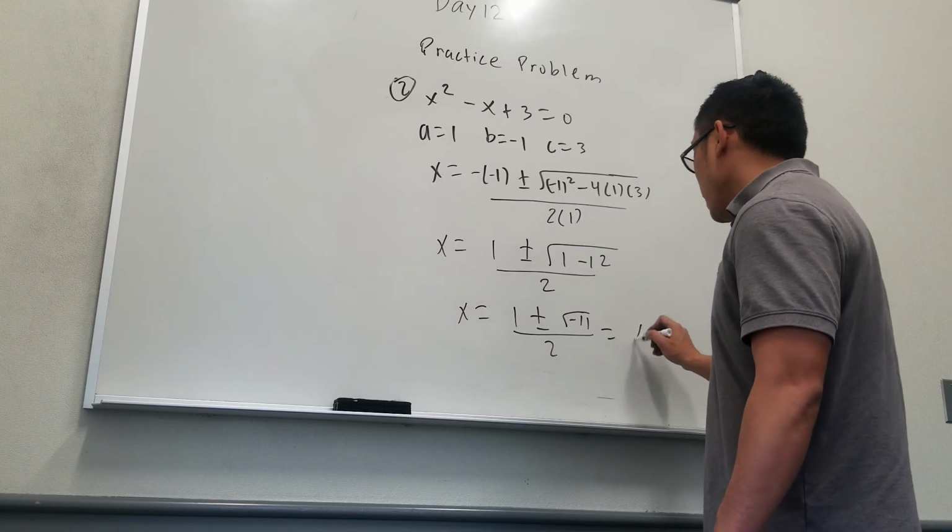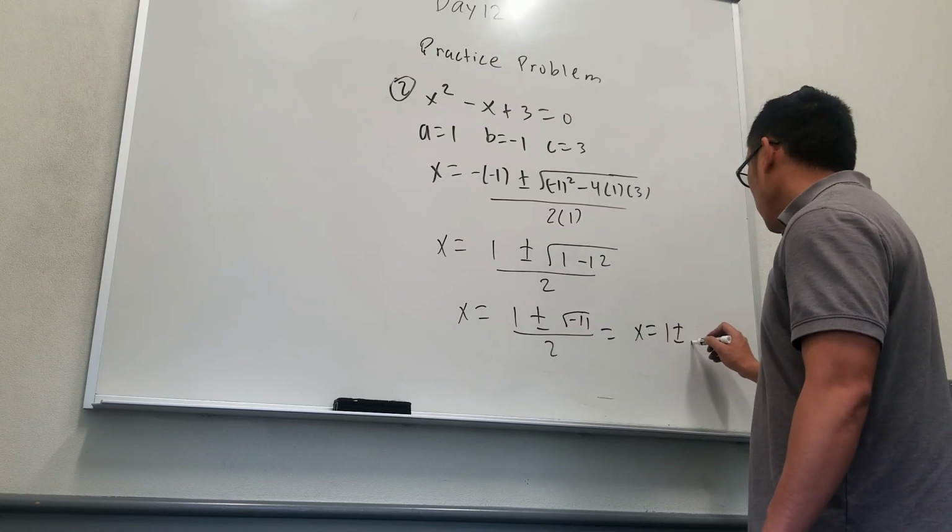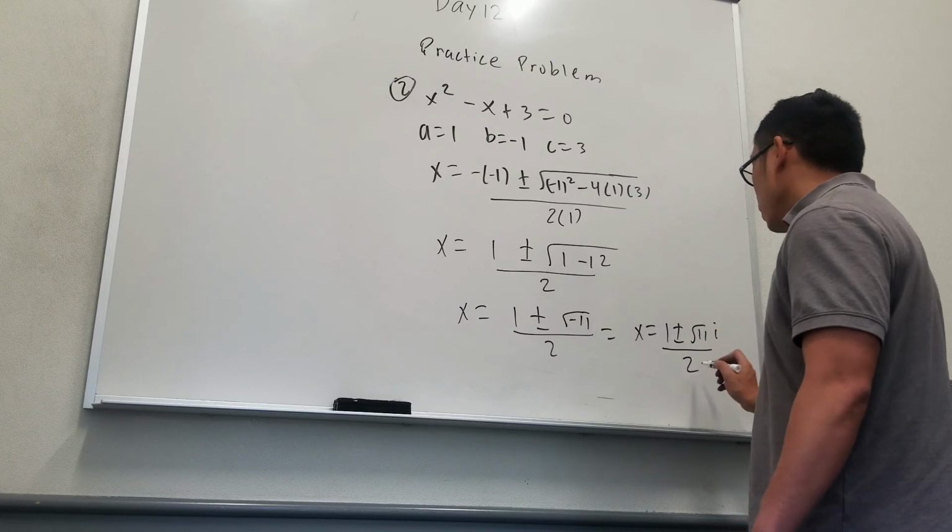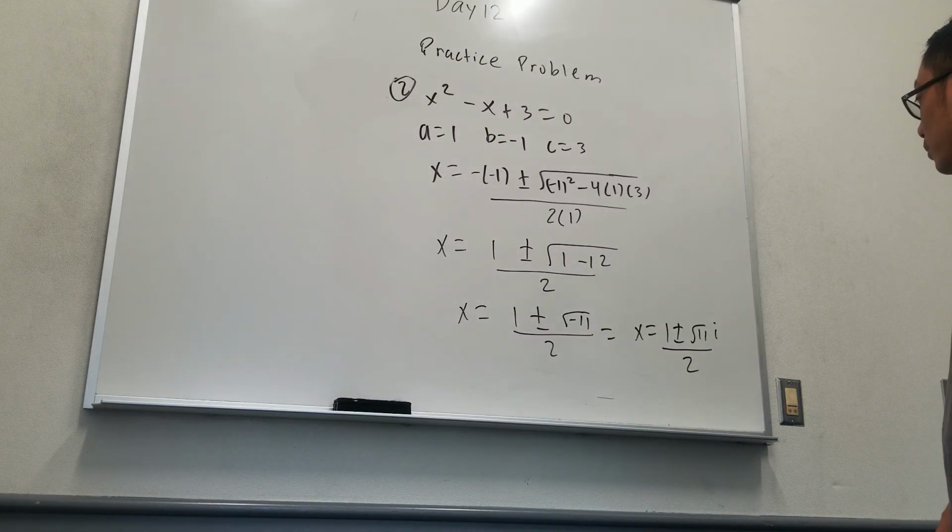So you have x is equal to 1 plus or minus root 11 i over 2. That's it. That's all you have to do.